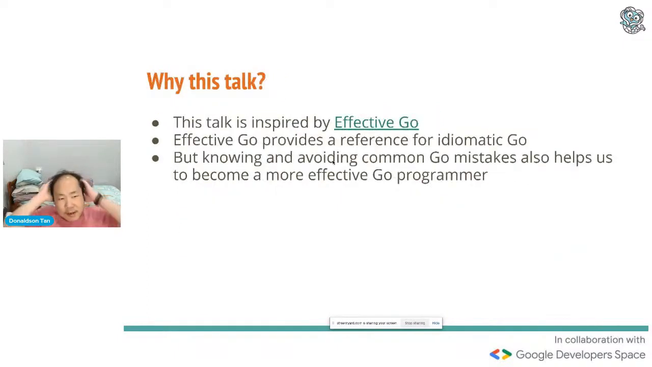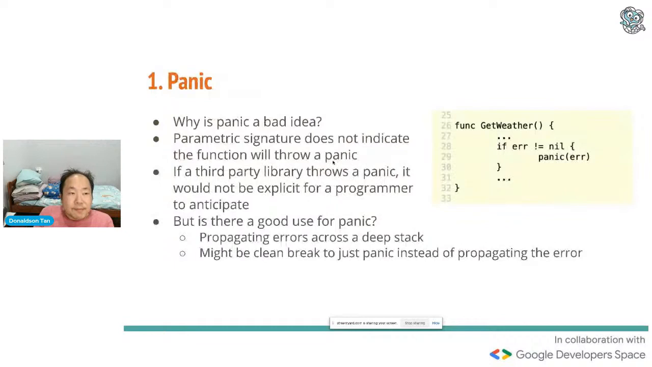So why this talk? This talk is inspired by Effective Go. Effective Go provides a reference for idiomatic Go, but that is just not enough. Sometimes you need to know what the common Go mistakes are and avoid them. It also makes us a more effective Go programmer. So what are the common issues that we always see?